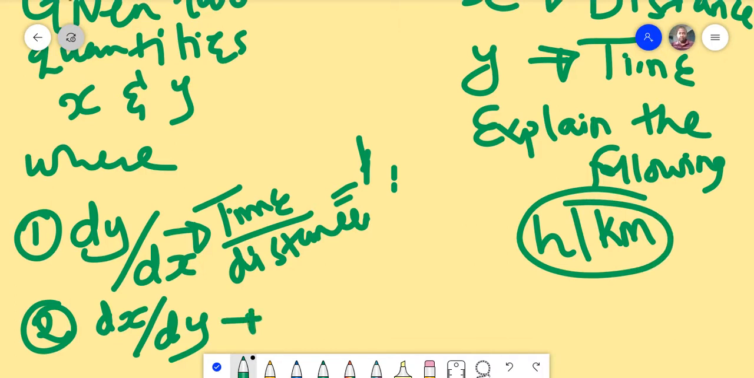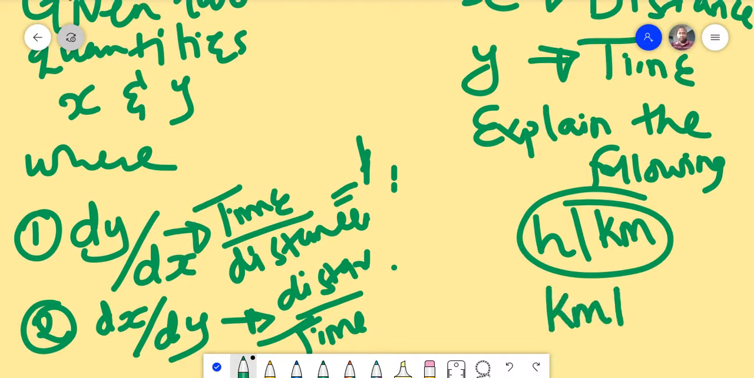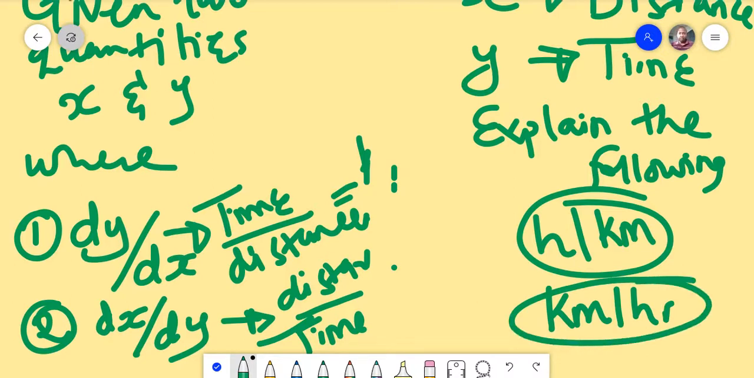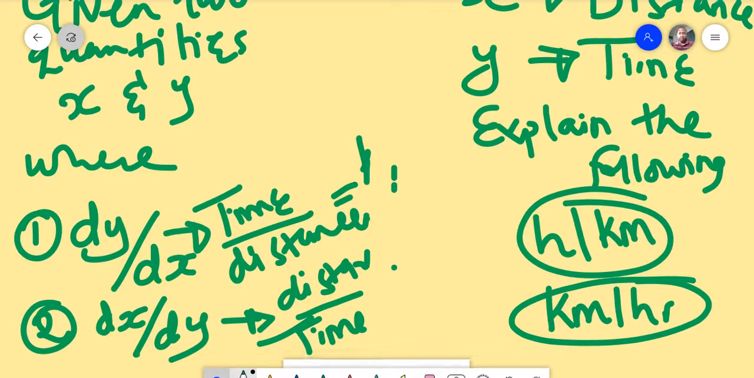Then the second one, based on what you are told, will be distance changing with respect to time. So this will be speed, and the unit now will be kilometers per hour. So did you get that? I really hope that you got it, because it's not one that is complicated.